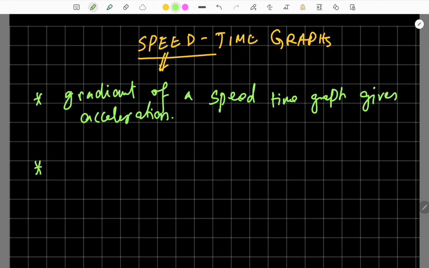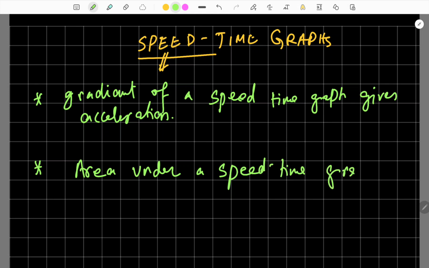And beta, point number two, the area under a speed time graph gives distance traveled. Right, beta? Just remember these two points.